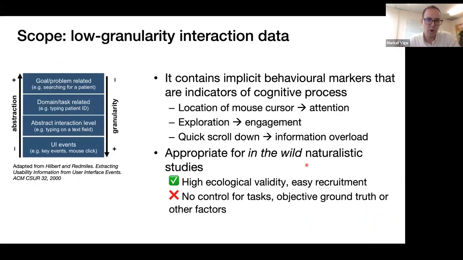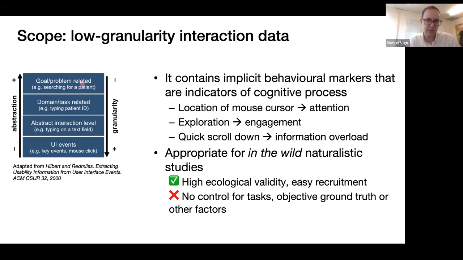I focus on low granularity interaction data, and we can define this by comparing it with the other types of interaction data. So you see this stack here on the left-hand side. At the bottom, we have the low granularity data. At the top, we have the high granular data. The high granular data is related to a goal or a problem. It's highly descriptive, okay? It tells you a lot of information. And the low granularity data is not descriptive at all. It's very specific and it lacks context, okay?